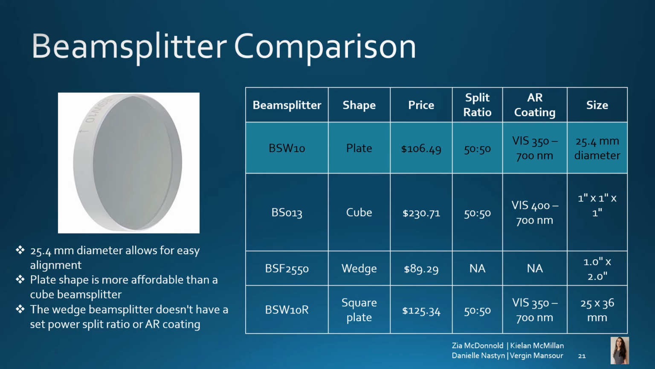This means it meets all of the previously described optical component specifications for the beam splitter. In comparison, the BSW10R meets the power and anti-reflective coating specifications but falls short on the size specification and is slightly more expensive. As for the BSF-255-0, it succeeds in affordability, but none of the specifications are met. That leaves the BS-013, which meets all of the specifications, but when compared to the BSW-10, it's twice as expensive, leaving the BSW-10 as a clear decision.